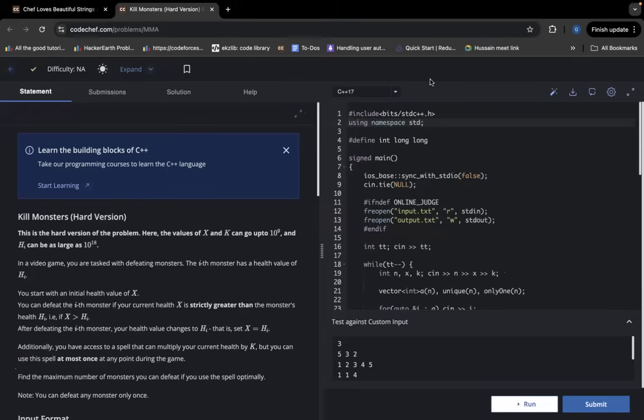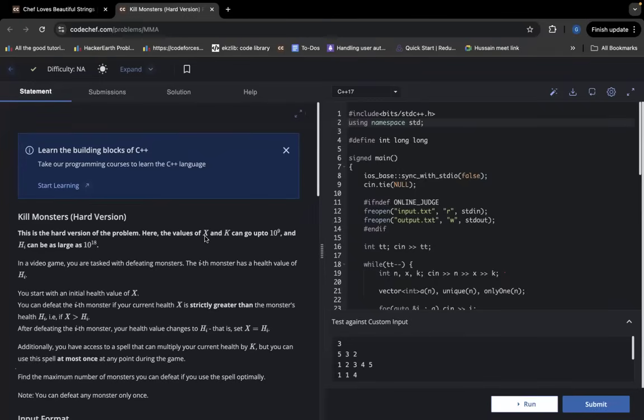Okay. So let's read the problem statement. This is the hard version of the problem, and we'll be solving it for the hard version also. Here the values of x and k can go up to 10 raised to 9, and h[i] can be as large as 10 raised to 18. It actually does not matter. You can just ignore the statement for now.